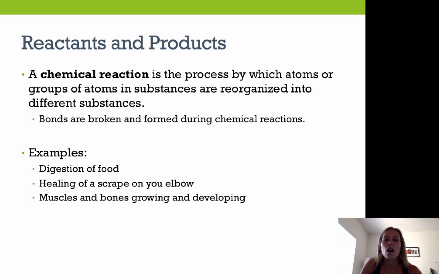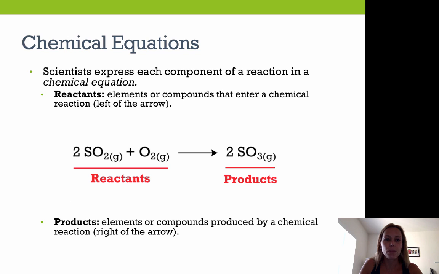Some examples of chemical reactions that take place could be digestion of food within your body. As the stomach starts to break down food and pepsin is used to break down food in your stomach, that's an example of a chemical reaction. Healing the scrape on your elbow. The actual healing process is a result of a bunch of different chemical reactions. Muscles and bones growing and developing, that's also the result of chemical reactions as well.